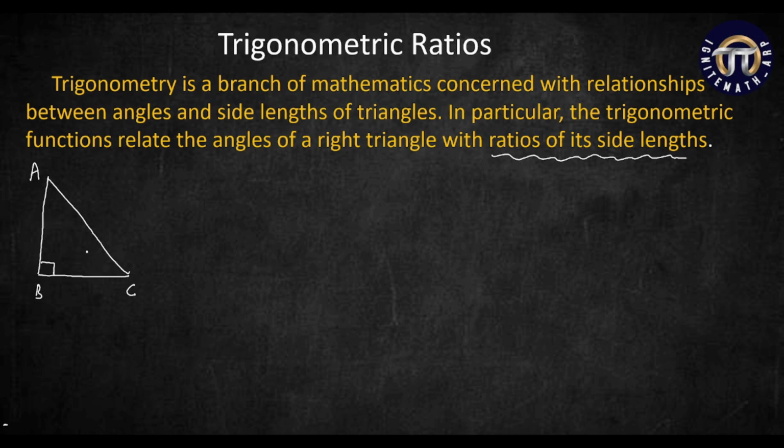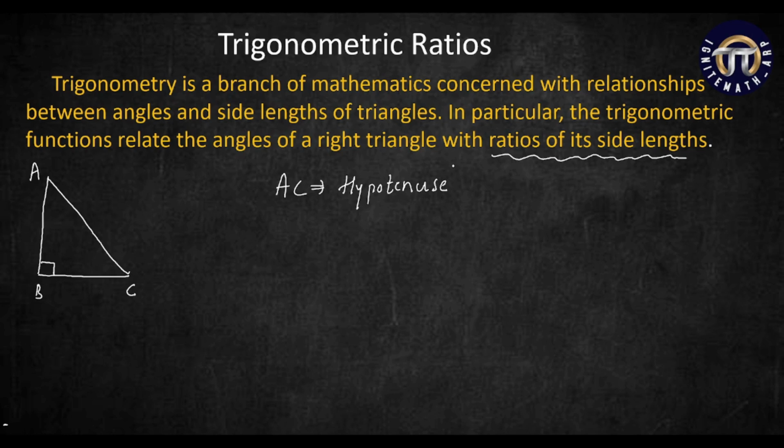You must know, children, that the side opposite to the right angle is called the hypotenuse. Over here AC is called the hypotenuse. You must know that the hypotenuse is the longest side of a right angled triangle.